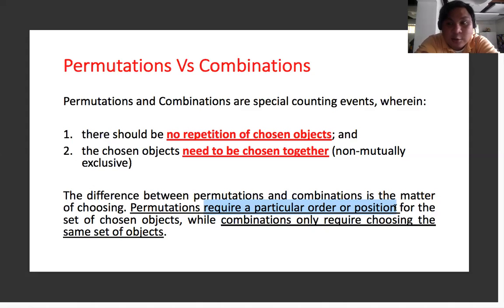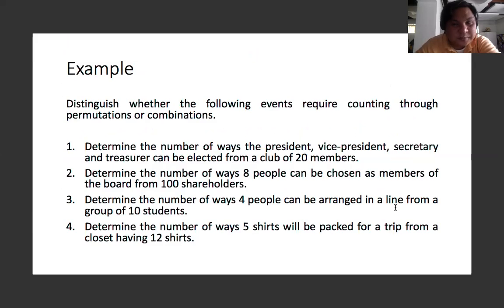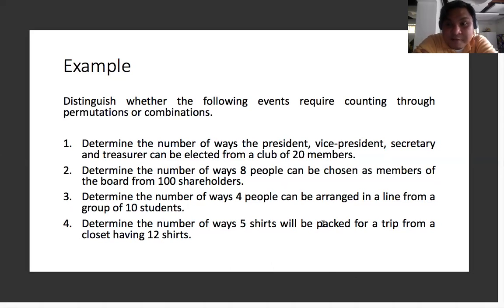All right. Let's look at some examples here and try to see whether we could identify which ones are permutations and which ones are combinations. Okay, so here we go. We have examples here of 4 different scenarios, and we are to identify whether a particular scenario is a permutation or a combination. So number 1, determine the number of ways the president, vice president, secretary, and treasurer can be elected from a club of 20 members.